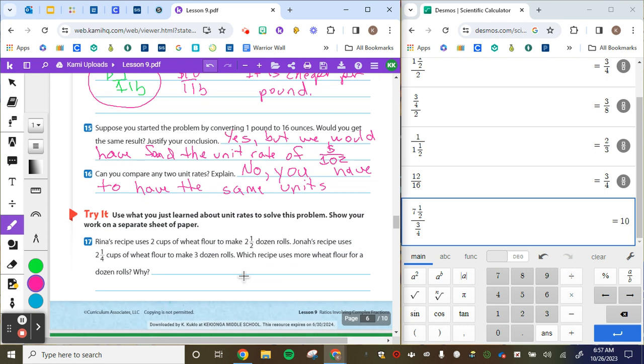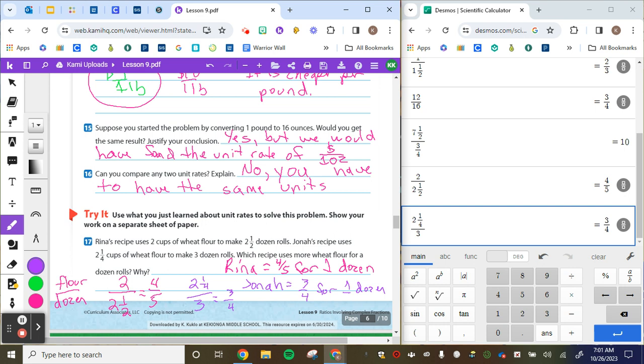Now try question 17 and check it with the video. Remember, like we said, you have to have the same units. So since Rena is measuring in dozens of rolls, but Jonah is measuring. So first you can set up your ratios. I set up a ratio of flour to dozen rolls. So Rena was 2 cups of flour to 2.5 dozen rolls, and Jonah was 2 1/4 cups of flour to 3 dozen rolls. Now I can use my calculator to divide those and find the unit rate to compare them.